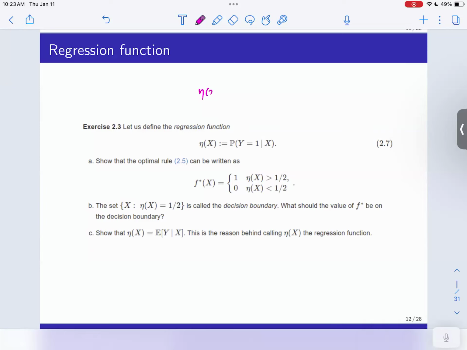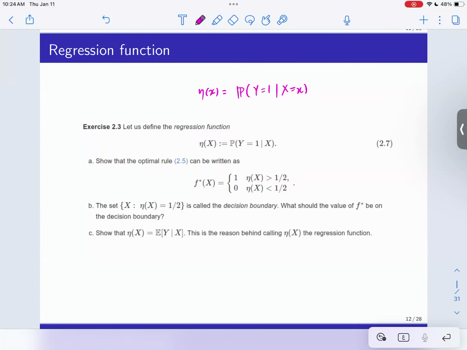I'm going to give it a name. I'm writing it as eta of x, given x is equal to little x. So this would be a function of x. If I plug in the random x, it's going to be eta of X. So this is the same as this, a little bit more compact. So this function, the probability of y is equal to 1 given x, is a function of x only. And a statistician would call it the regression function.